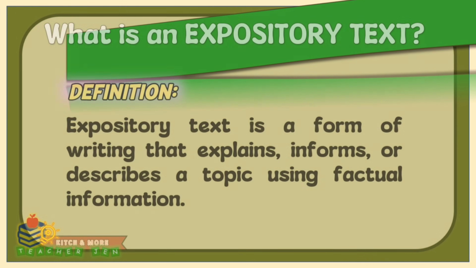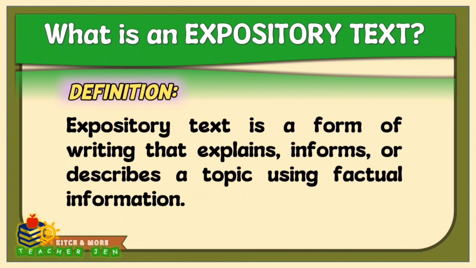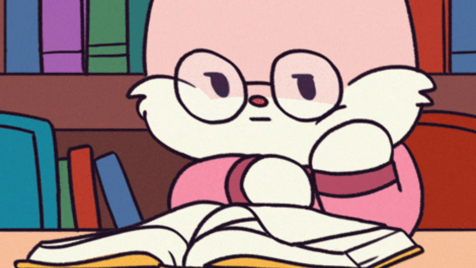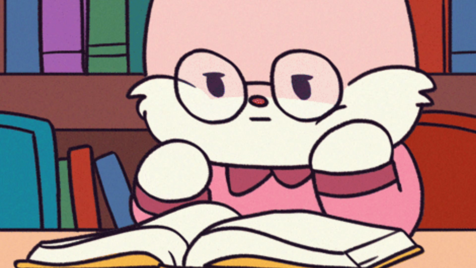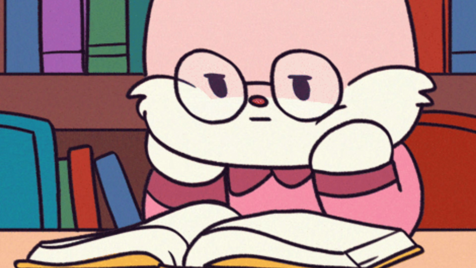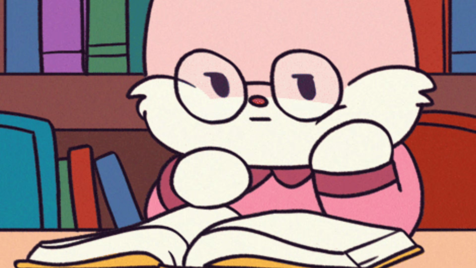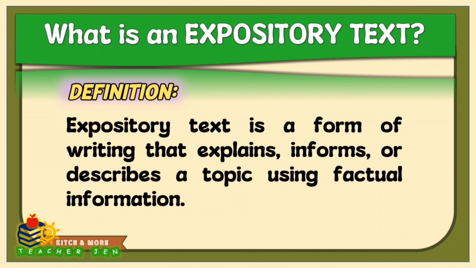Let's start with an important question. What is an expository text? Expository text is a form of writing that explains, informs, or describes a topic using factual information. An expository text is a kind of writing that helps you learn about something by giving you true and clear information. Its main purpose is to explain, teach, or describe a topic in a simple and logical way.